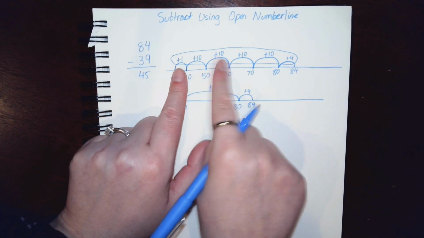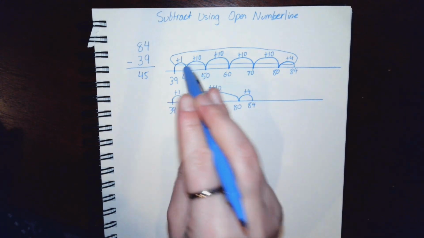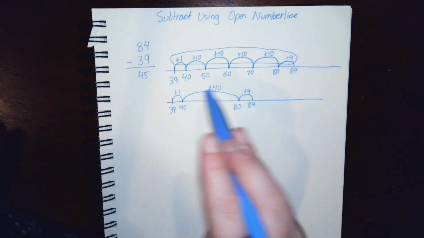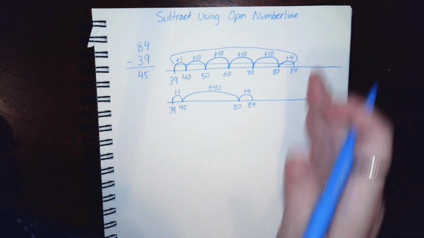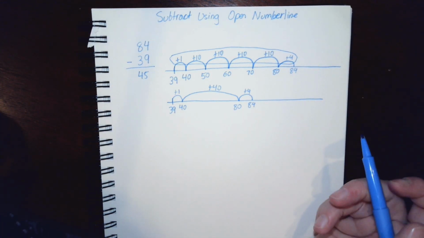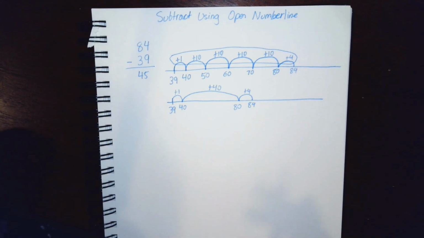Some, it is okay to make those smaller hops, especially because you're going to do this again when you get into hundreds and thousands. So it's better to make sure your hops are accurate than to worry about doing bigger hops. Are either of those wrong? No. They both get you to the same answer. They're both showing subtraction using the open number line.